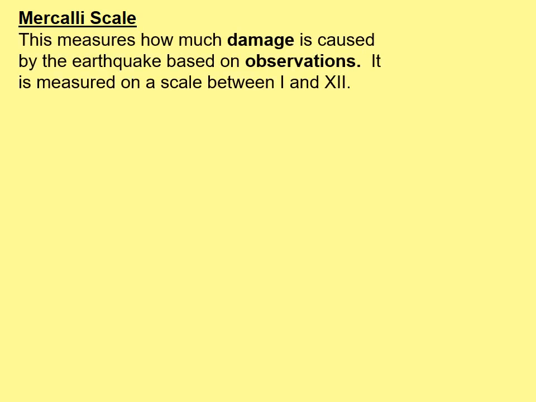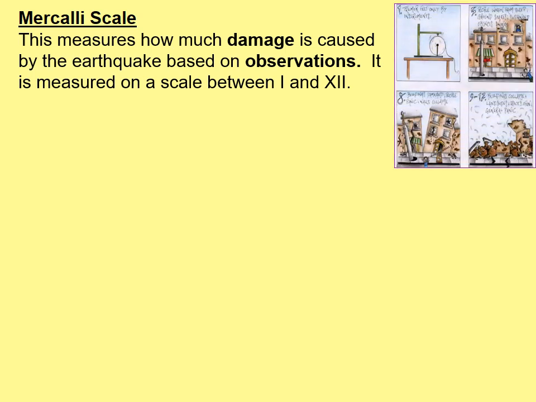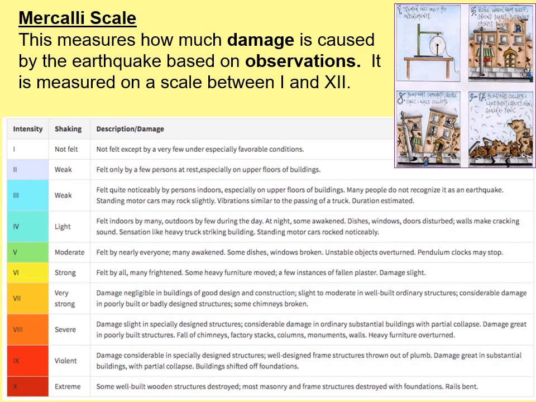The Mercalli scale concentrates on how much damage is caused by an earthquake and is based on observations that could be made. There have been various versions of the Mercalli scale. The original one worked on a scale from 1 to 12, and the more recent one goes from 1 to 10. It looks at how much shaking of the ground would actually occur, and then as a result there's a description of the likely amount of damage that would also occur.